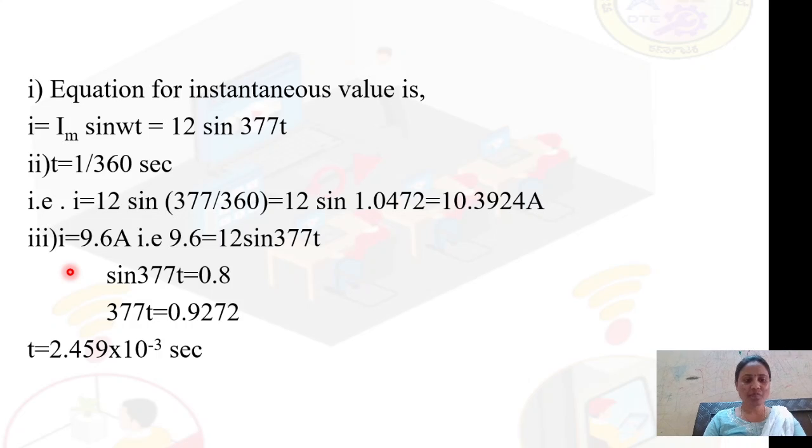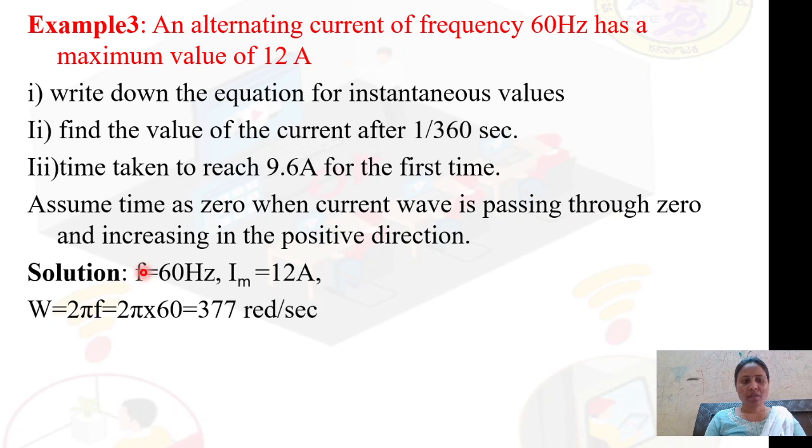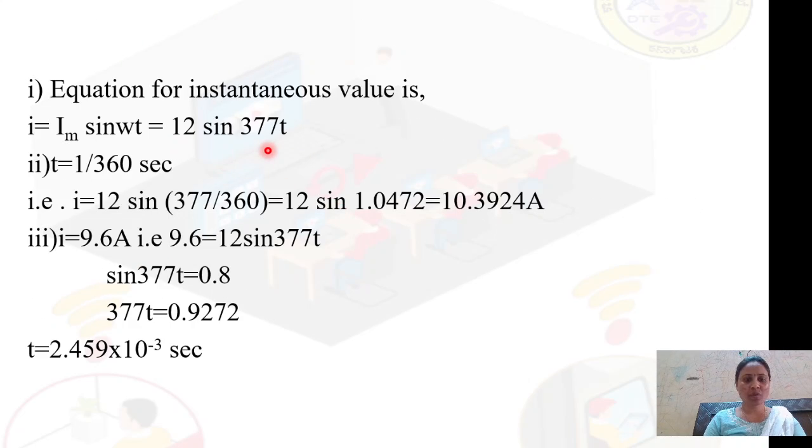Finally, we have to calculate the time when the current is 9.6 amps. Again, we take the same equation, 12 sin omega t, with I given as 9.6 amps. Now we have to calculate the time interval. From this given information, the time interval can be calculated, and it is 2.459 milliseconds.